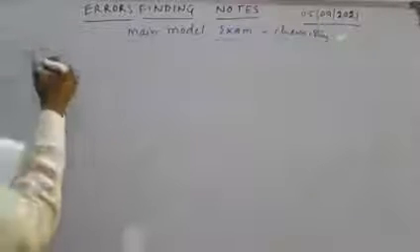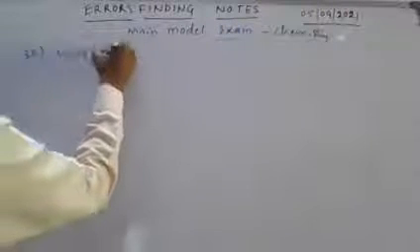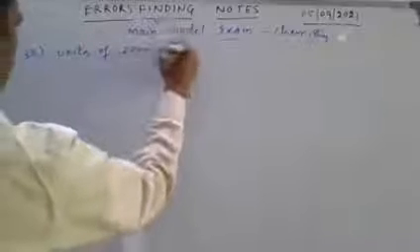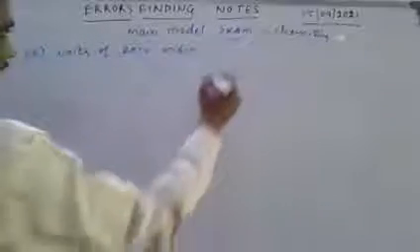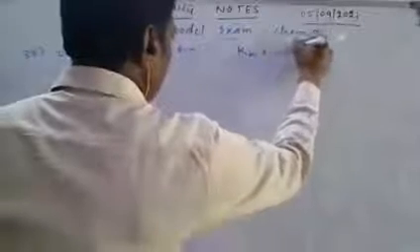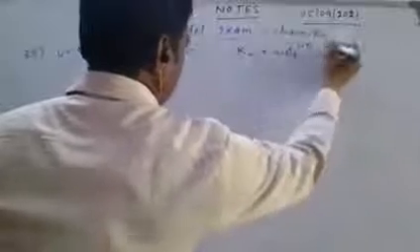Question number 38. Units of a zero order reaction. The general expression for the units of Kn is moles to the power 1 minus n, liters to the power n minus 1, second inverse.